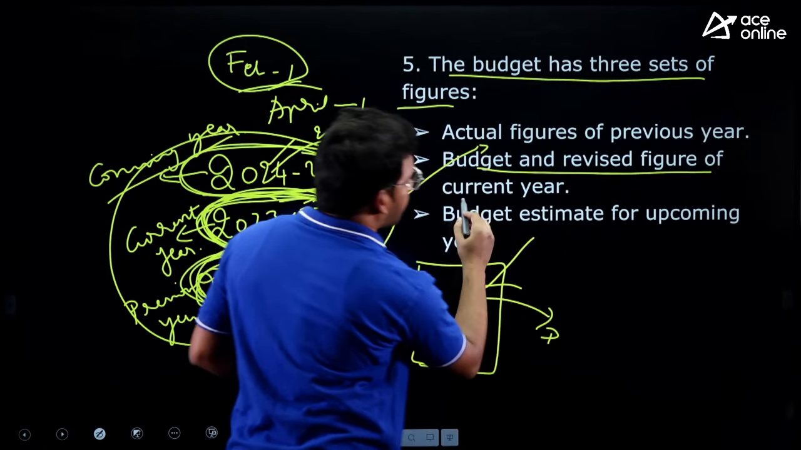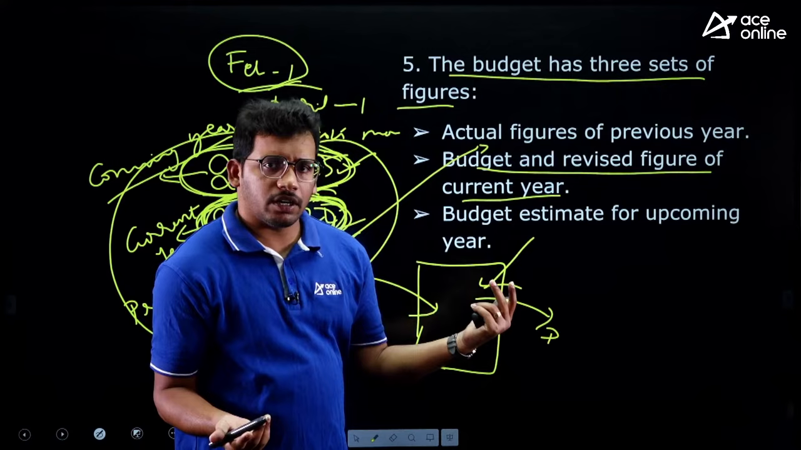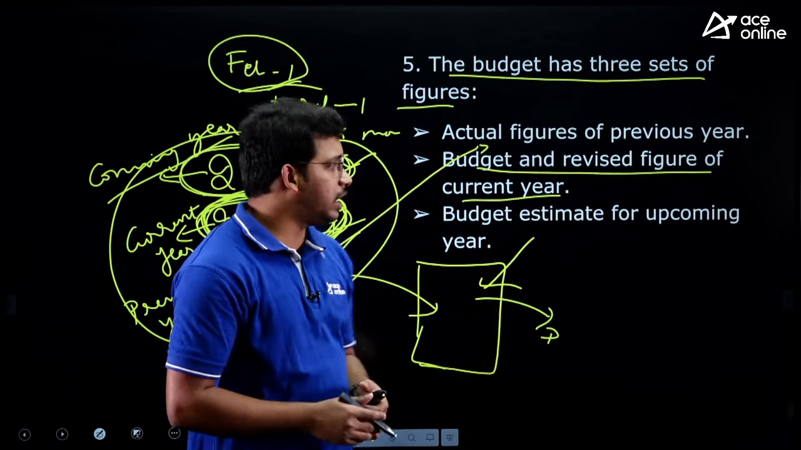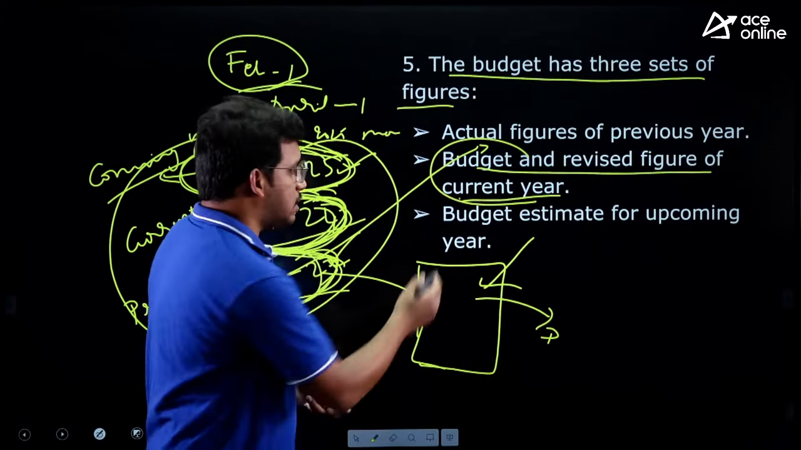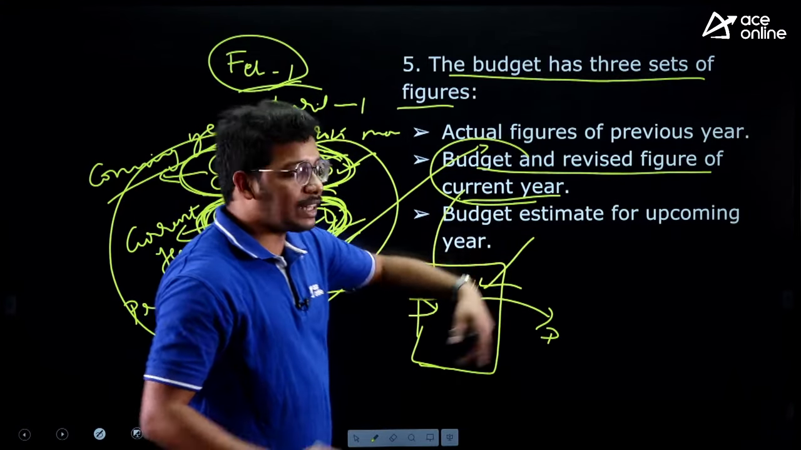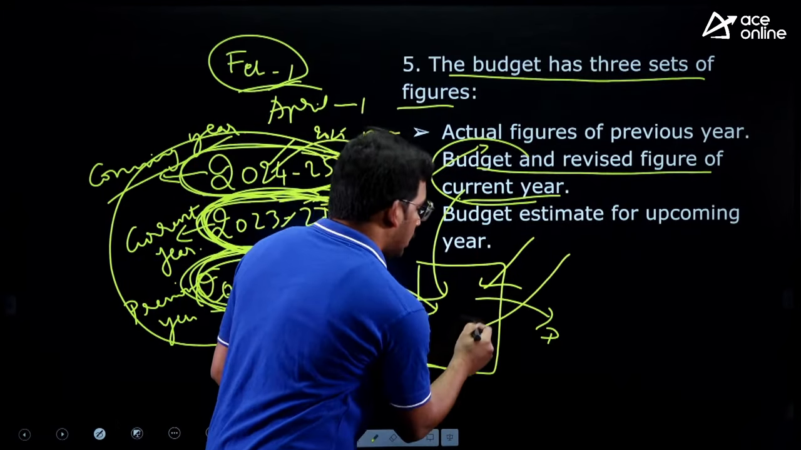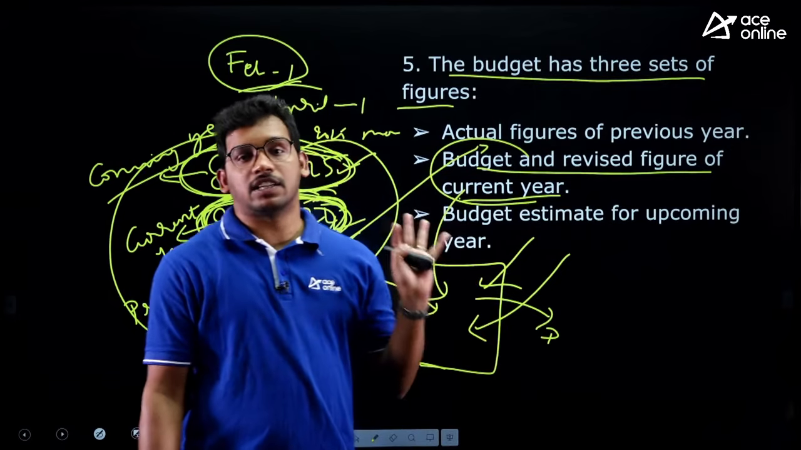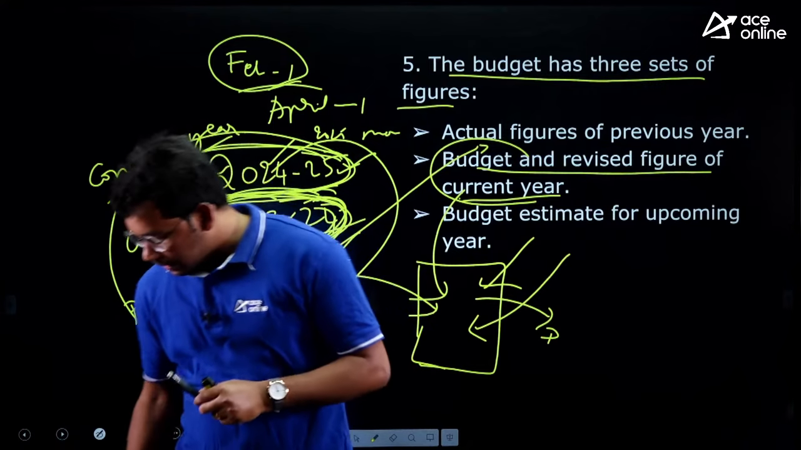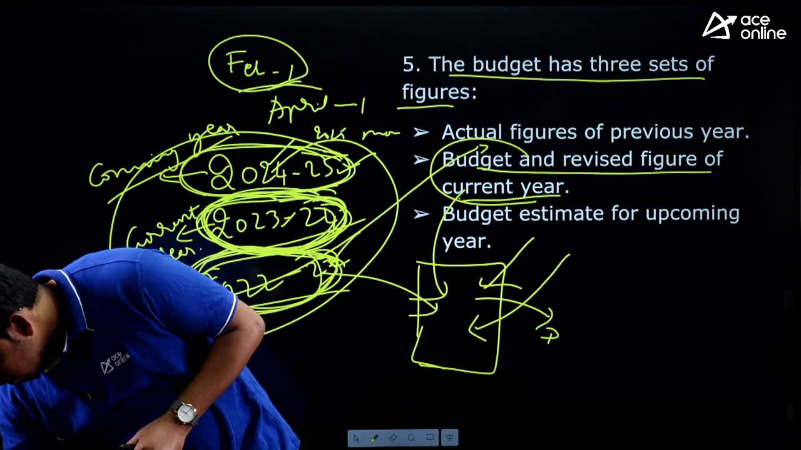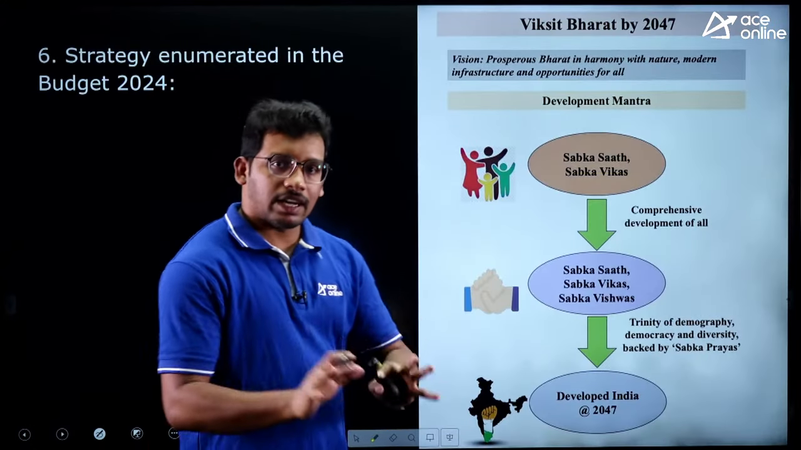Budget and revised figures of the current year. We put forward the budget in 2023, and there are still 2 more months, so there are revised estimates, and this will also be put forward. And for the coming year, 2024-25, what the government is planning will also be kept here. So these are the three sets of data that the government will keep in the budget, right? Is this clear? Yeah. If you don't have doubts, now we'll move to the current budget.